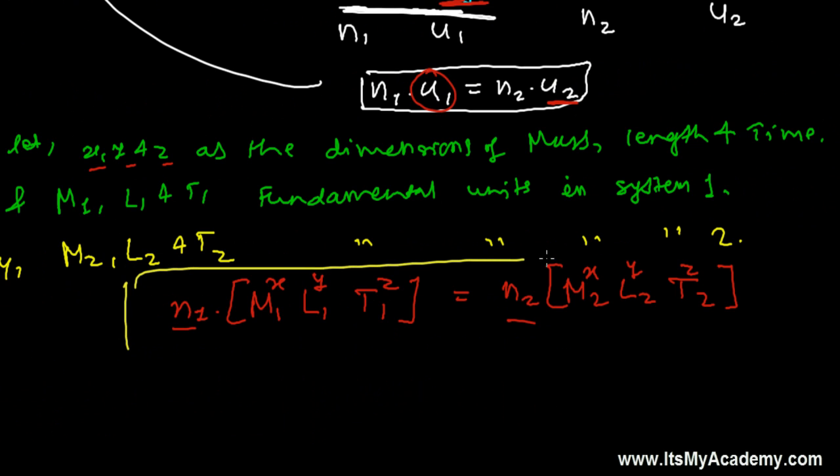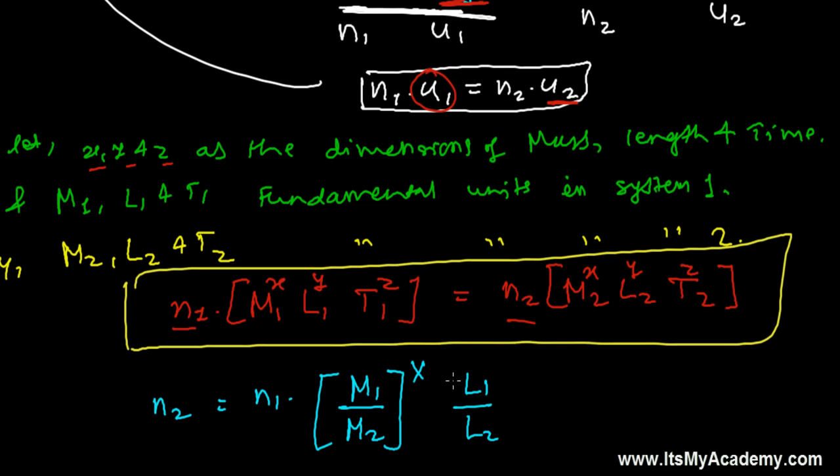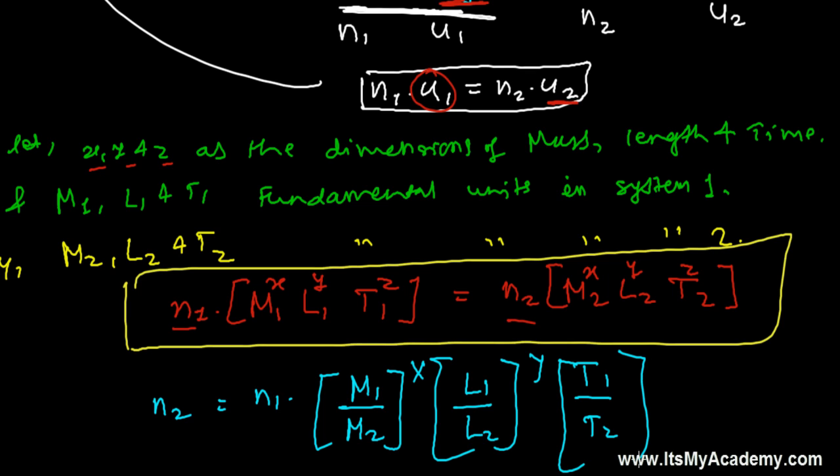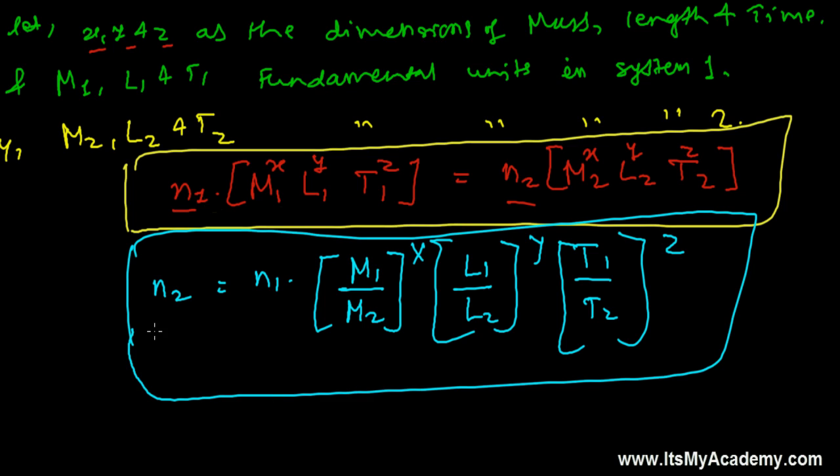From this relationship, whether you want to find n1 or n2 depends on you. Let's say you want to find n2, then you can simply write n1 times (m1 over m2) to the power x, similarly (L1 over L2) to the power y, (T1 over T2) to the power z. This formula helps you a lot instantly. By using this formula, you can convert one system into another system.